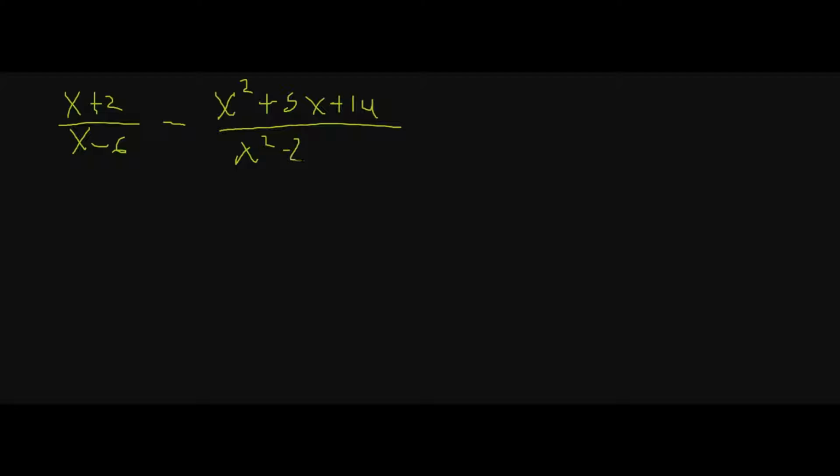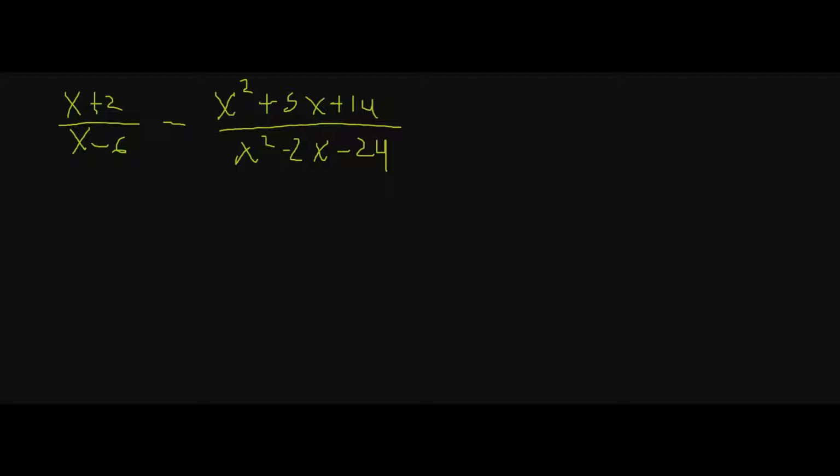All right, let's go ahead and look at a problem here that I would consider to be exceeding level. Okay, we have x plus 2 divided by x minus 6, minus x squared plus 5x plus 14, all divided by x squared minus 2x minus 24.